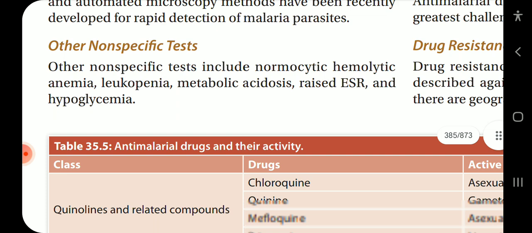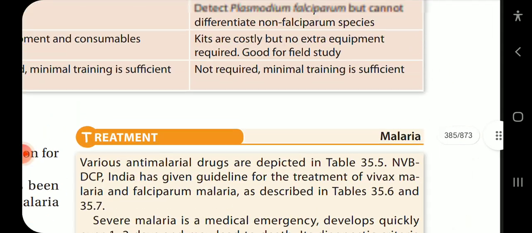Non-specific tests. Other non-specific tests include normocytic hemolytic anemia, leukopenia, metabolic acidosis, raised ESR and hypoglycemia.